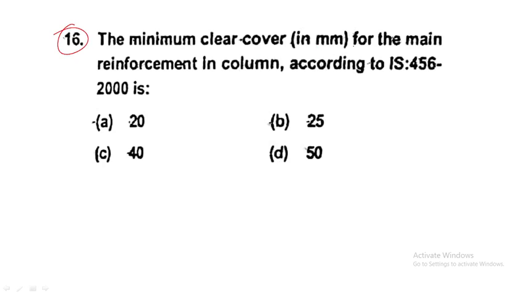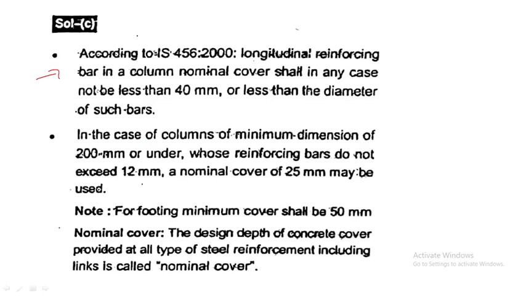Minimum clear cover for the main reinforcement in a column. Next question is the minimum clear cover in mm for the main reinforcement according to IS 456. According to IS 456, for longitudinal reinforcement of a column, nominal cover in any case should not be less than 40 mm. Remember this one, 40 mm or less than the diameter of such bars.